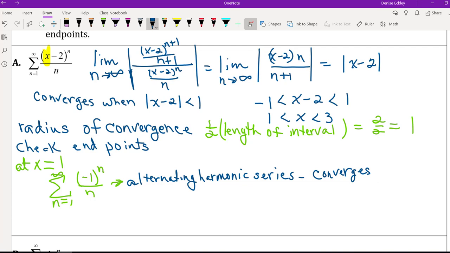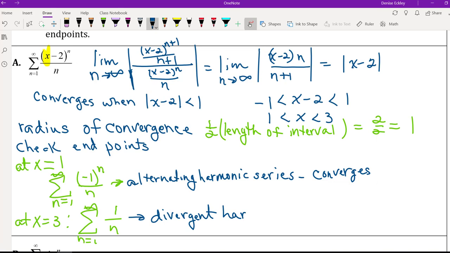And then at x equals 3, we're going to have the following series now. We're going to put 3 in for x, so we get 3 minus 1, which is 1. So we just have 1 over n, which is, of course, our divergent harmonic series. So what we see here is that we can substitute x equals 1 in, because it will converge there, but at 3 it will not.